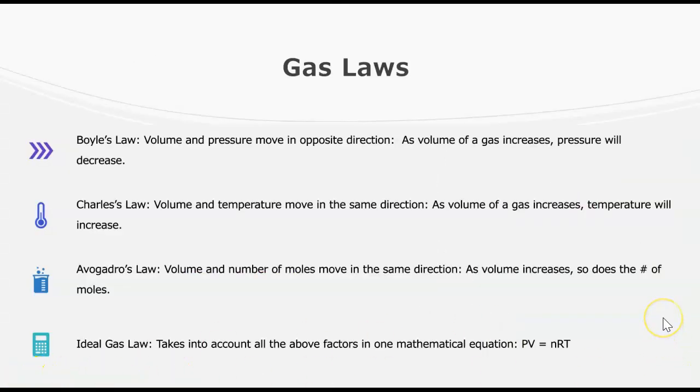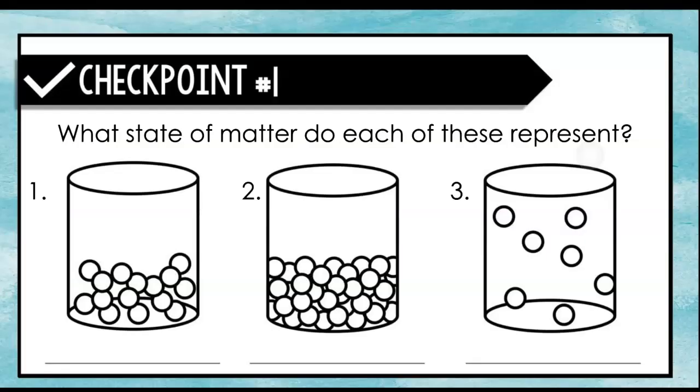There are a couple gas laws that we're going to get more into detail in a different video, but just to go over them really quickly, basically these gas laws are going to be able to explain what happens when we change one of the factors like pressure, volume, or temperature. So really there's 4 important gas laws. There's more than that, but there's 4 that we're going to talk about in this class. Boyle's law is going to compare volume and pressure, and it's going to state that volume and pressure will move in opposite directions. So as the volume of a gas increases, pressure will decrease.